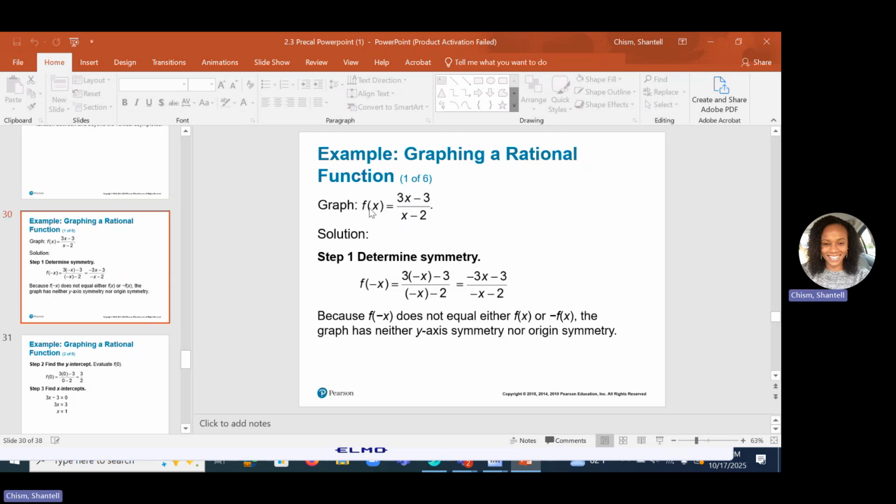Let me just run through this one in the notes here, and then we'll look at the homework. This one says graphing a rational function. You've got f of x equals 3x minus 3 over x minus 2.